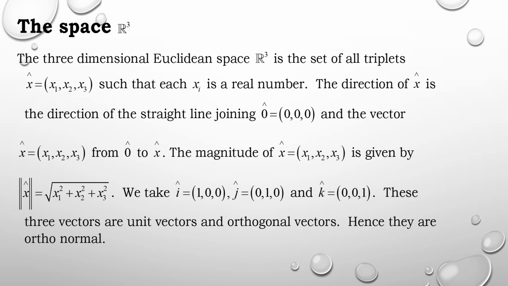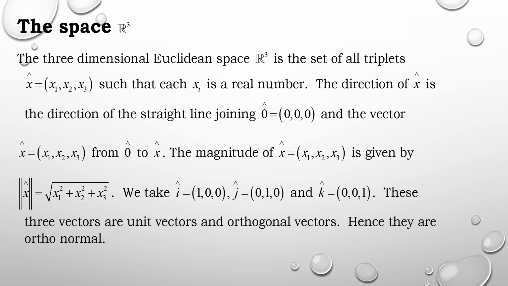Now here particularly we take three vectors. i cap equals (1, 0, 0). This vector is a unit vector. Its magnitude is 1. And this vector is along the positive x-axis direction.